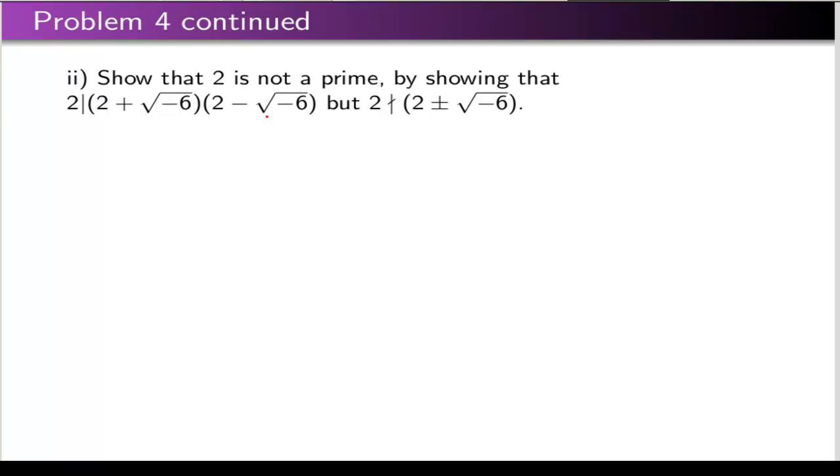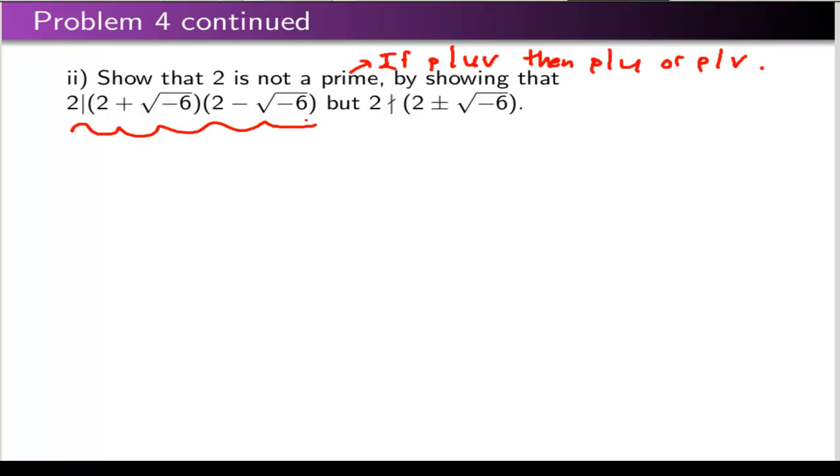So remember, the definition of a prime is that if P divides uv, then P divides u, or P divides v. So if that property fails, then P is not a prime. And so we're going to show that the number 2 fails to have that defining property. Okay, so why is this true? That one you can just multiply out the right-hand side and it should be very straightforward.